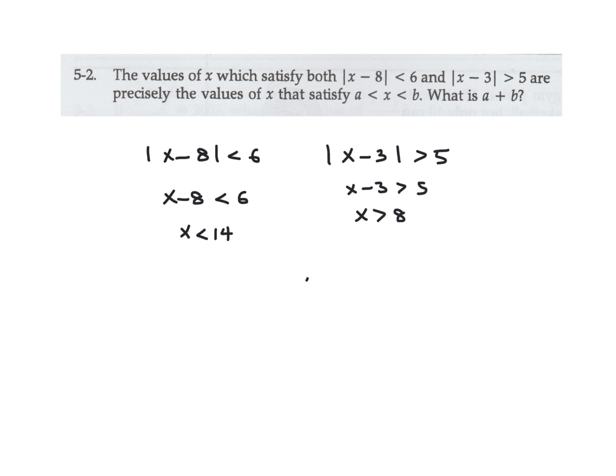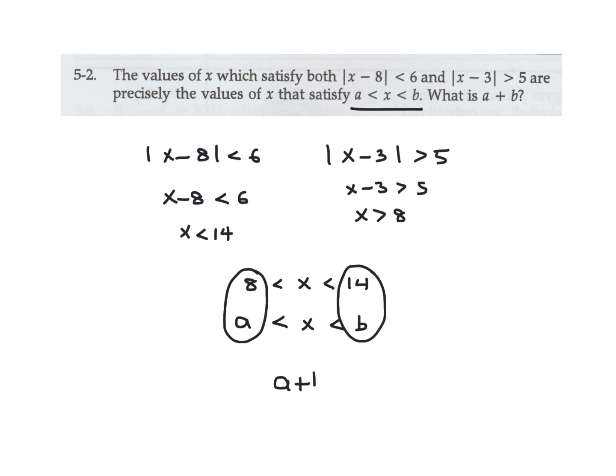Okay, so if you combine these two, it becomes x less than 14 and x is greater than 8. Correct? So that, if we put that side by side with what they've given me, that means that this a is 8 and this b is 14. So that means the a plus b would be 8 plus 14, and that is 22.